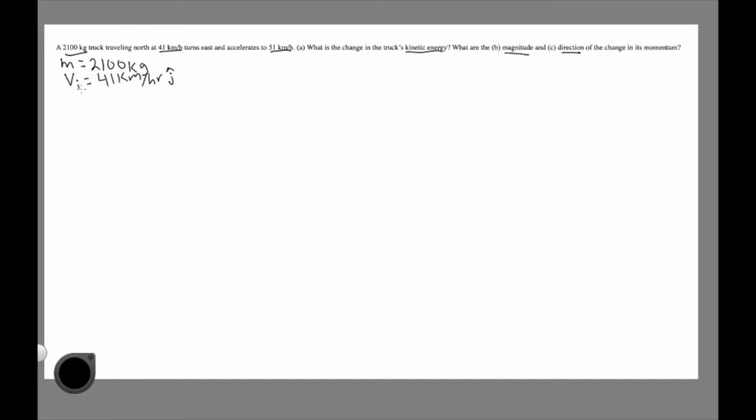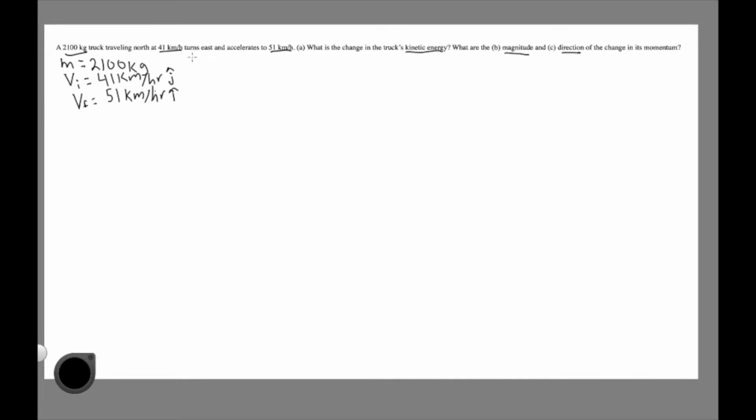And then let's write our final velocity, which is going to be 51 kilometers per hour I hat. And I hat just means in the positive X direction, which is east. So now that we have everything that the problem gives us, now let's write down what we know.